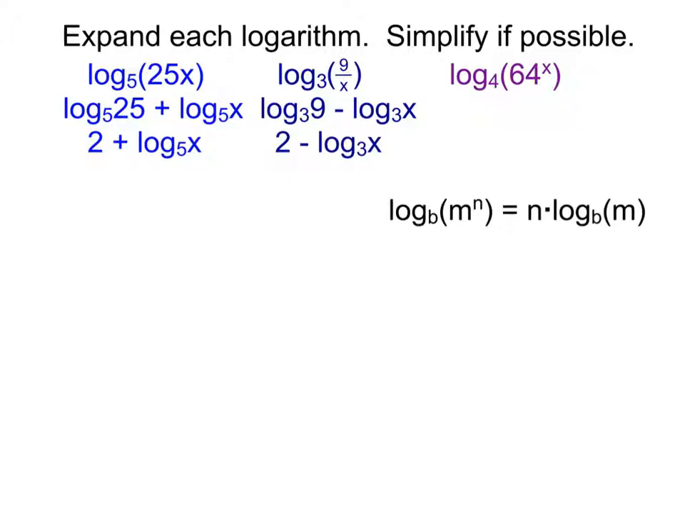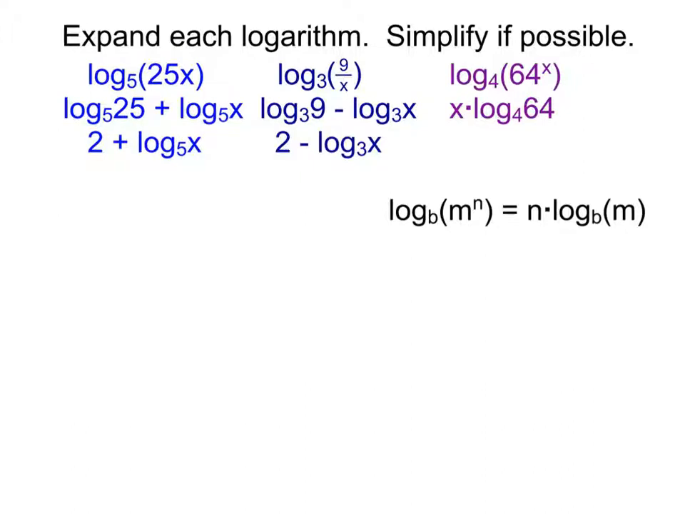In other words, it all is going to be exactly the same except that whatever the exponent is gets pulled out and multiplied by the logarithm. So you notice in this case, my exponent is the x. So the x is going to get pulled out and multiplied by the logarithm. So I have x times log base 4 of 64.